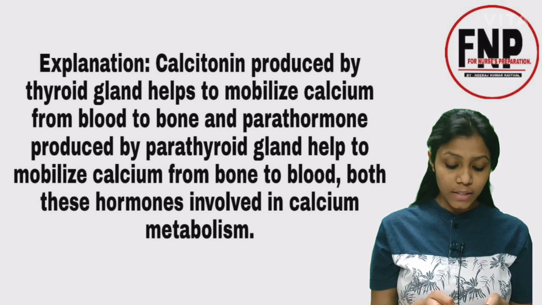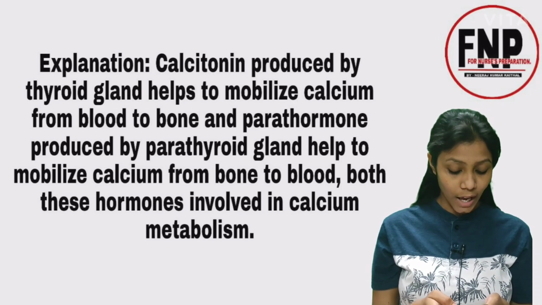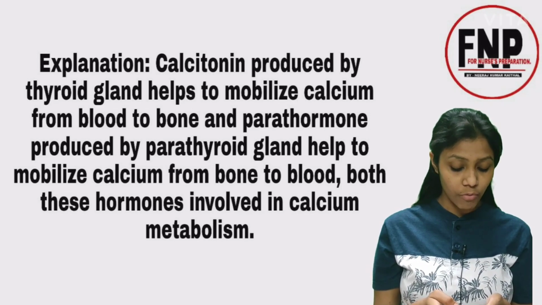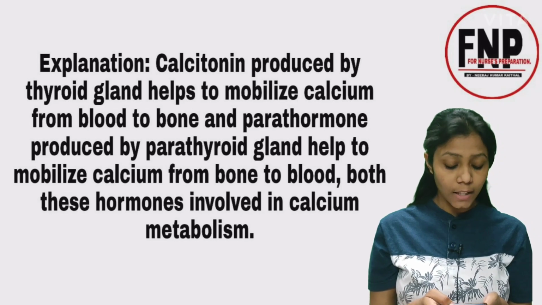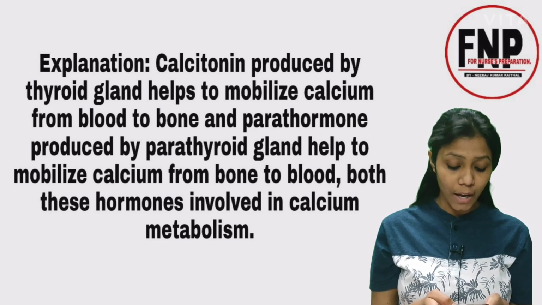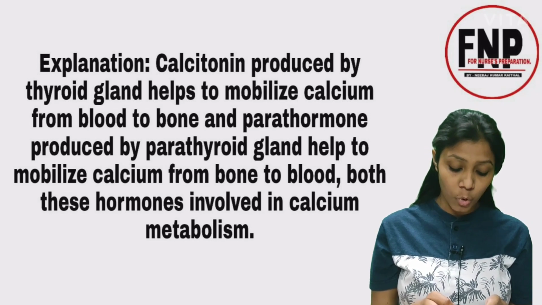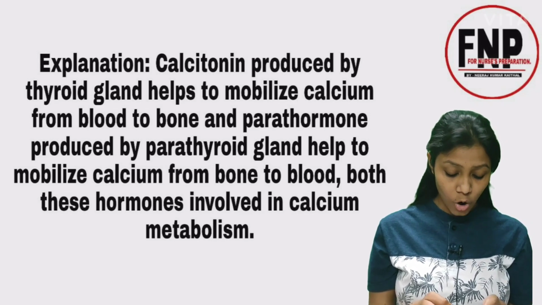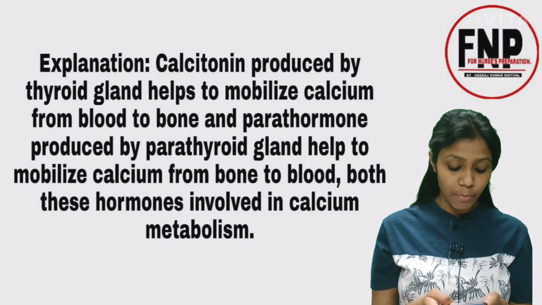Explanation is, calcitonin produced by thyroid gland helps to mobilize calcium from blood to bone, and the parathormone produced by parathyroid gland helps to mobilize calcium from bone to blood. Both these hormones are involved in calcium metabolism.